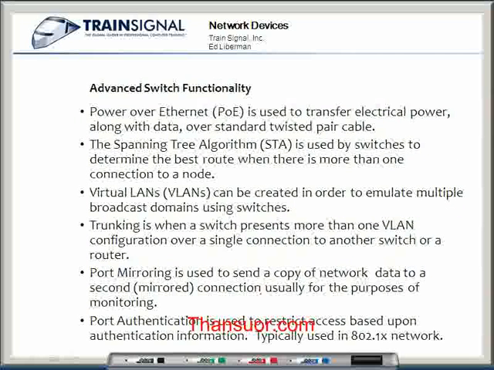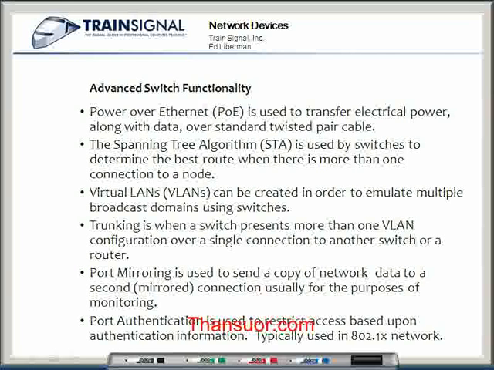Now, continuing along the lines of switches not just being switches, I will tell you that there are switches that now give something called power over Ethernet, which is where we actually can send electrical power across standard twisted pair cable. So certain smaller devices can be powered by just being plugged into a switch via standard Ethernet twisted pair cable without having to have a power source of its own. We also see this in things like USB ports and FireWire ports. Okay, but here, when it comes to networking, we're talking about over twisted pair cable.